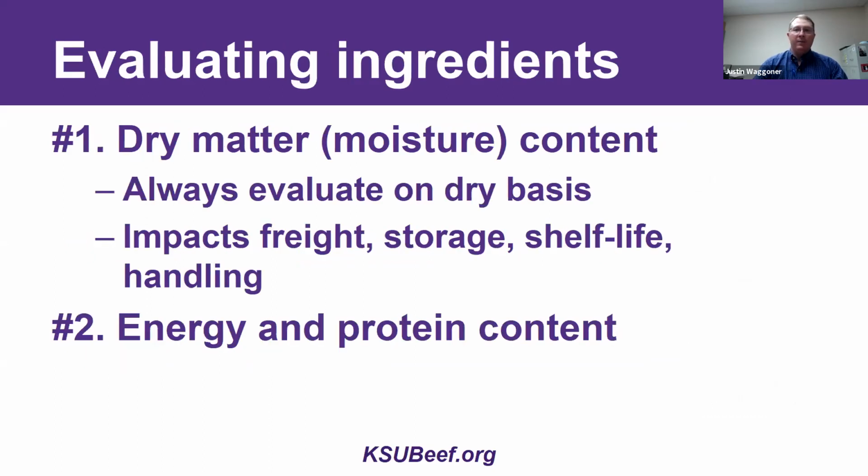Now, the criteria that I use for evaluating alternative ingredients really isn't any different for the most part from the process or the criteria that I would use for evaluating any ingredient that we're going to put into a ration. The first place that I'm going to start is I'm going to look at the dry matter content. We always want to evaluate any potential commodity coming into a ration on a dry matter basis. That allows us to make an apples to apples comparison.